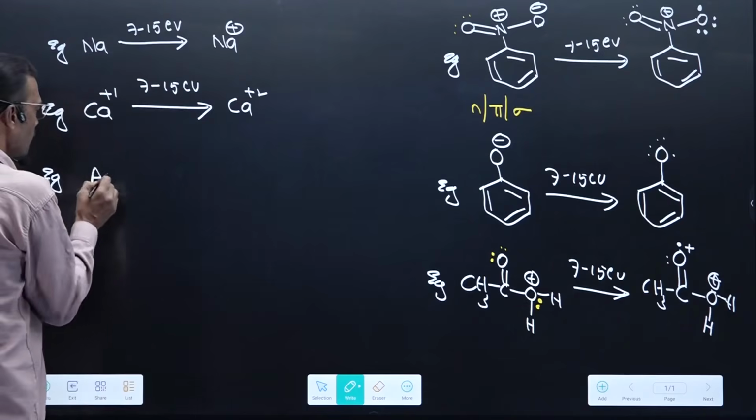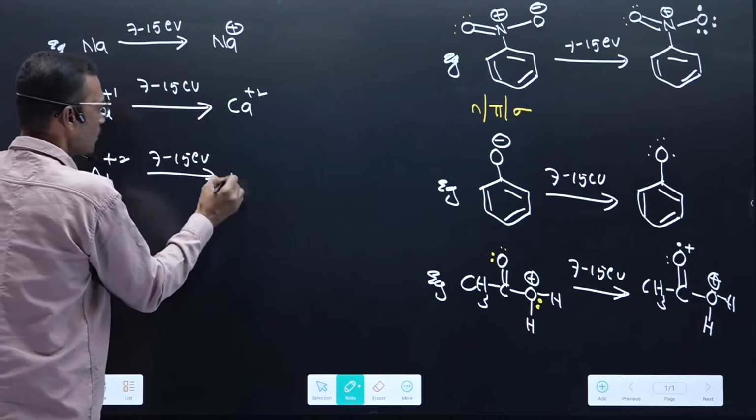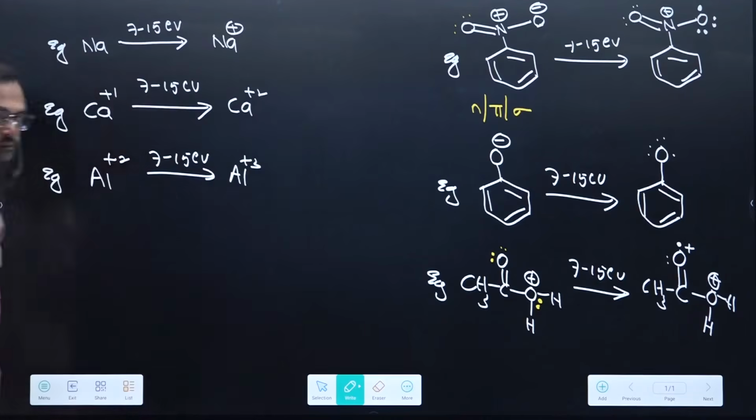Suppose I write aluminium plus 2. Now I want to remove one electron. Then what happens? Aluminium becomes plus 3. Who is the molecular ion? Plus 3.